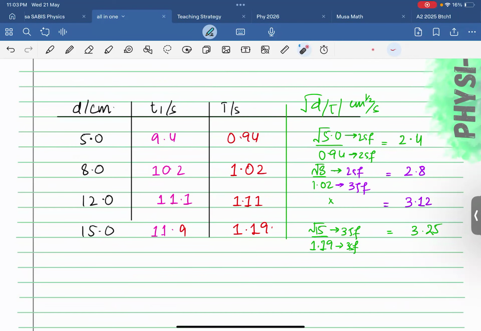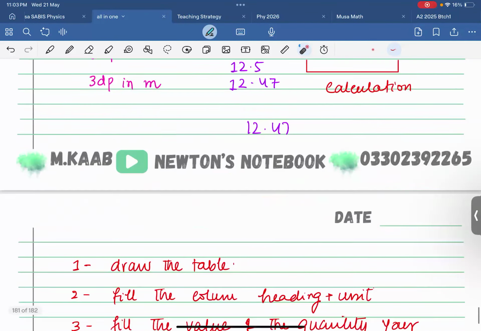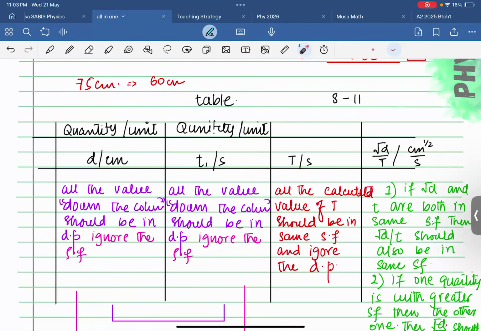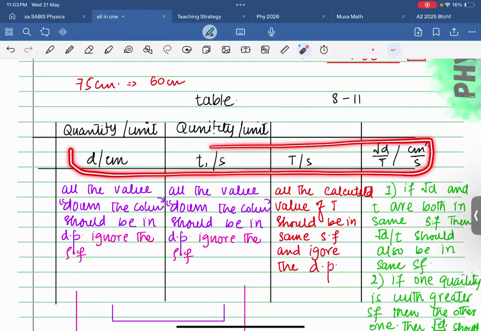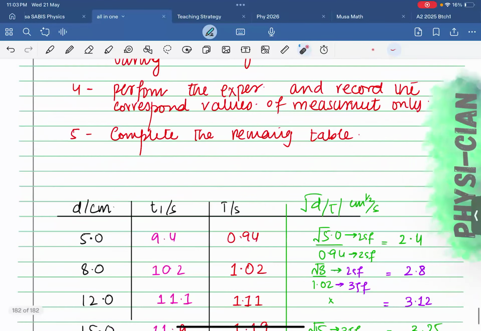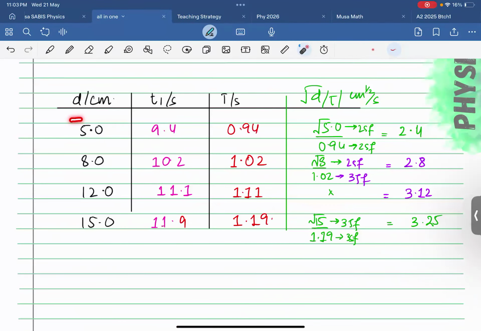Now I was going to tell you the mark distribution, but it remained in the middle. So just understand the mark distribution. The first mark was for the correct column heading with all the units. Now the second mark is the range mark. Whatever, how far you can go or expand your experiment in order to take the values, that is your range.